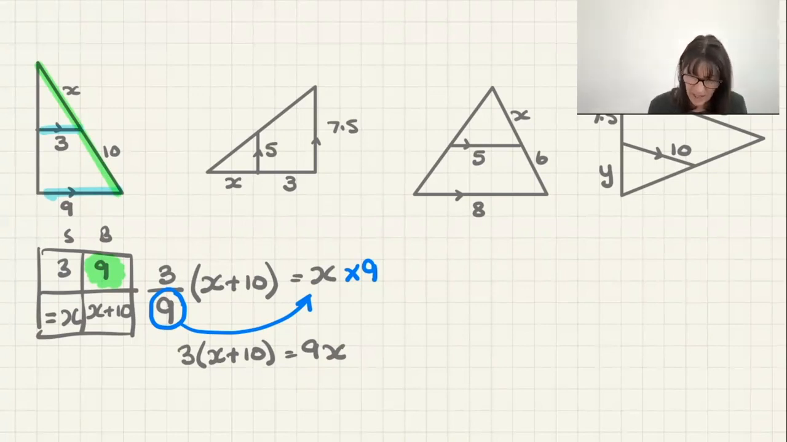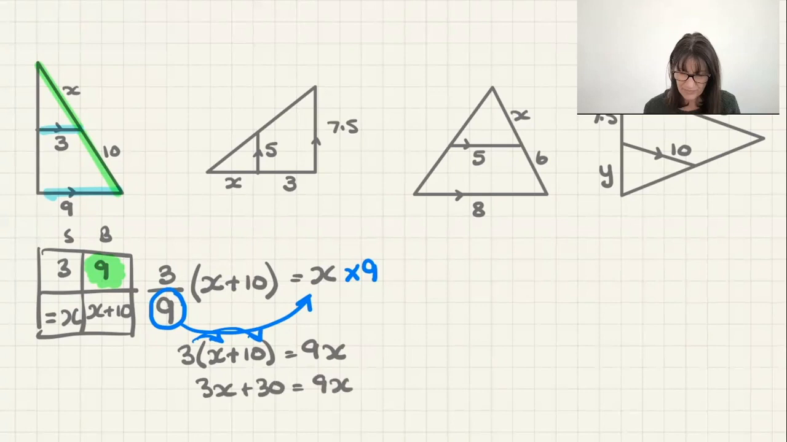Now I can just times out my bracket. So 3 times x, 3 times 10. That's going to give me 3x plus 30 equaling my 9x. So I've now released the x from the bracket.